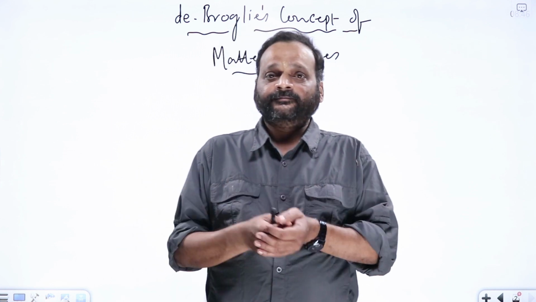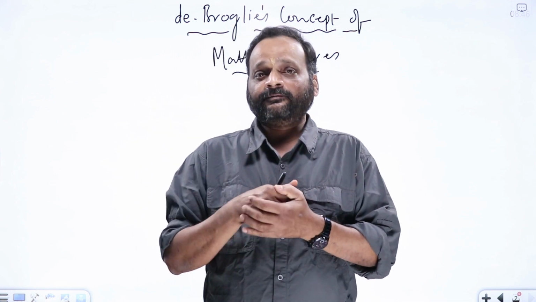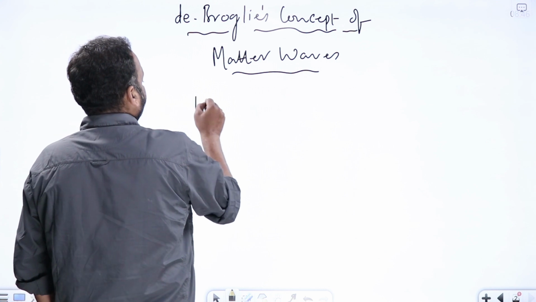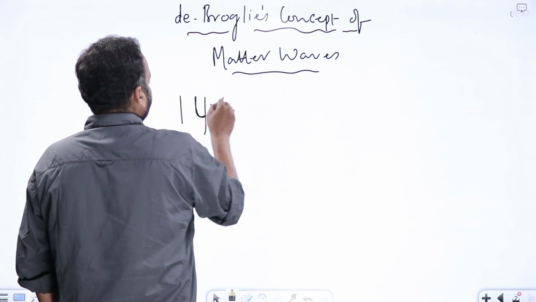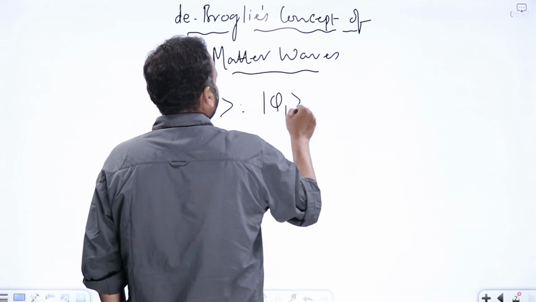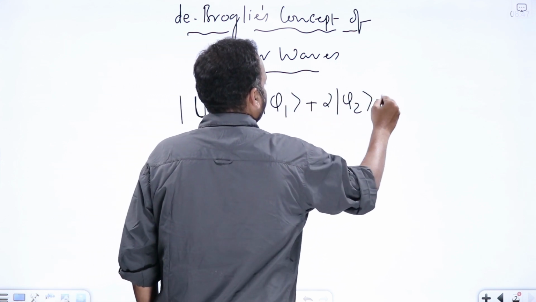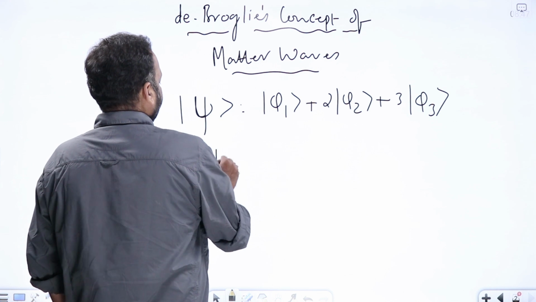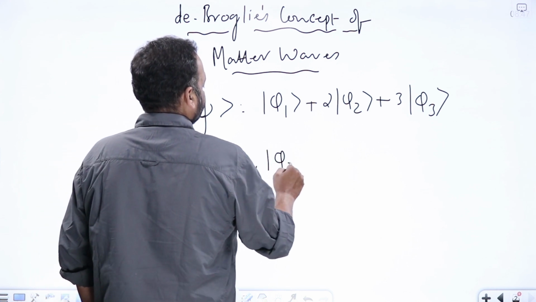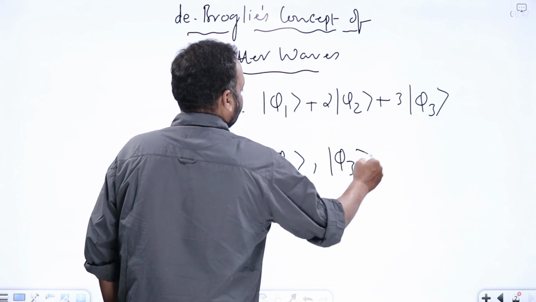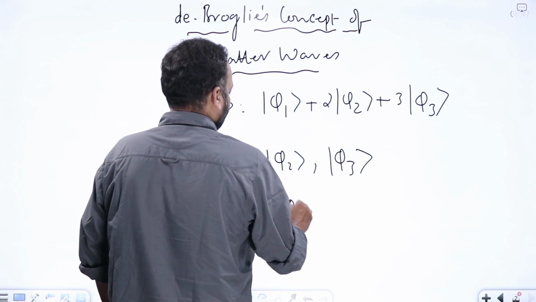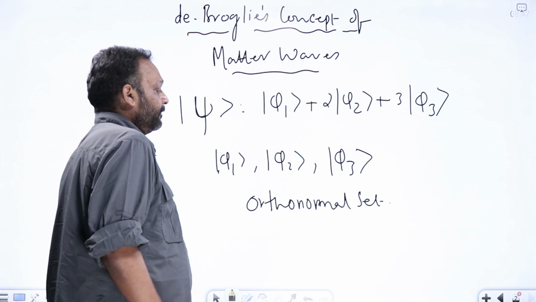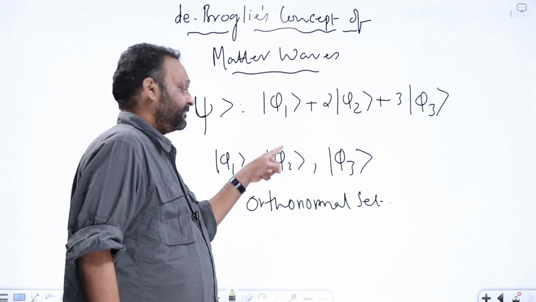Okay, but as I told you, we will take one previous JAM or GATE question and then proceed into our topic. So today's question is, the state of a system is given by |ψ⟩ = |φ1⟩ + 2|φ2⟩ + 3|φ3⟩, where φ1, φ2 and φ3 form an orthonormal set. Find the probability of finding the state system in the state φ2.